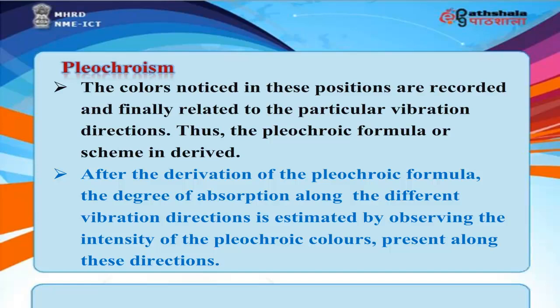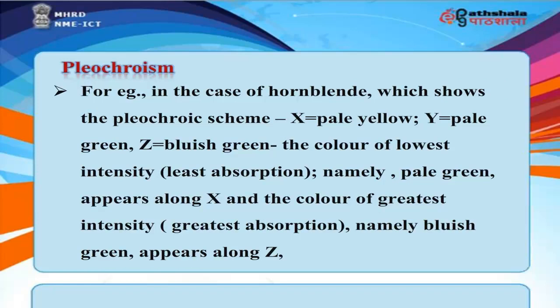After the derivation of the pleochroic formula, the degree of absorption along the different vibration directions is estimated by observing the intensity of the pleochroic colors present along these directions. For example, in the case of hornblende, which shows the pleochroic scheme X equals pale yellow, Y equals pale green, Z equals bluish green, the color of lowest intensity, least absorption, namely pale yellow, appears along X, and the color of greatest intensity or greatest absorption, namely bluish green, appears along Z.